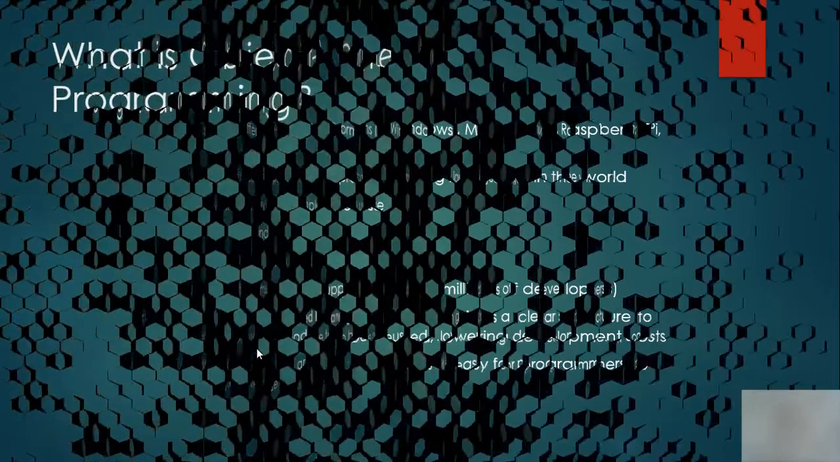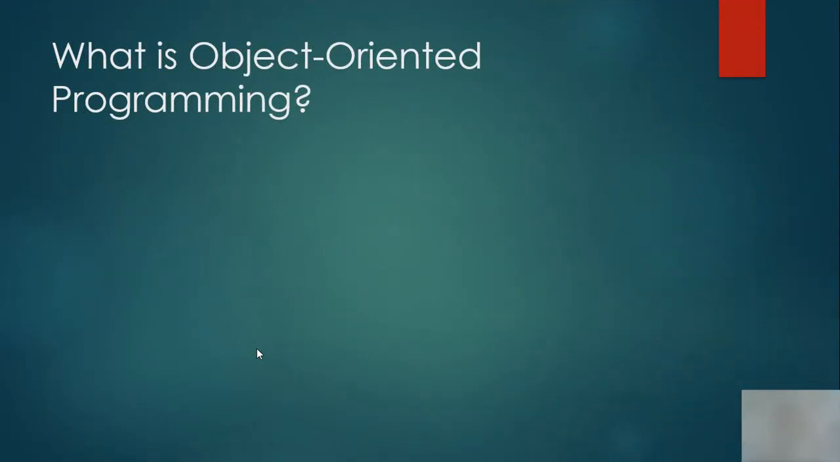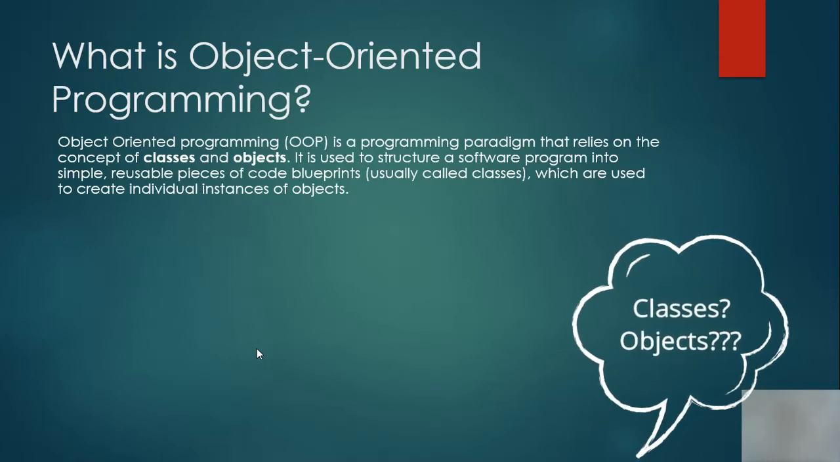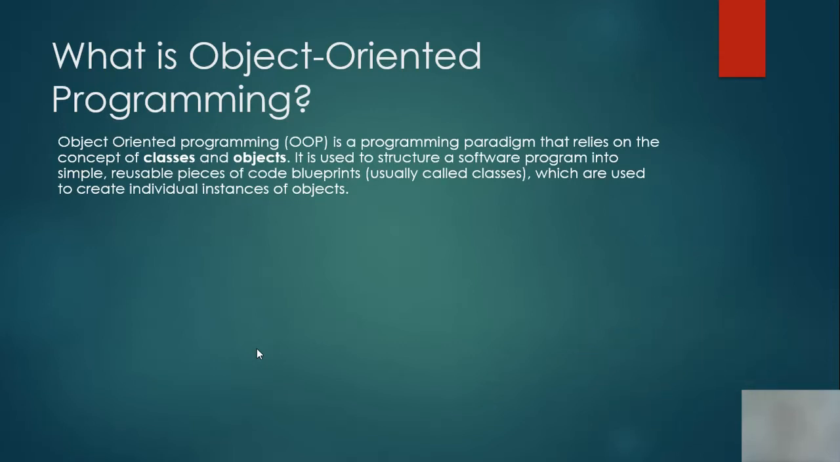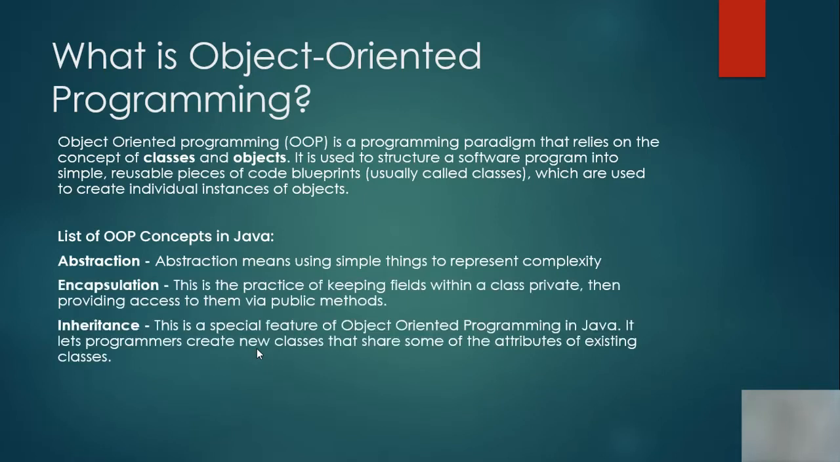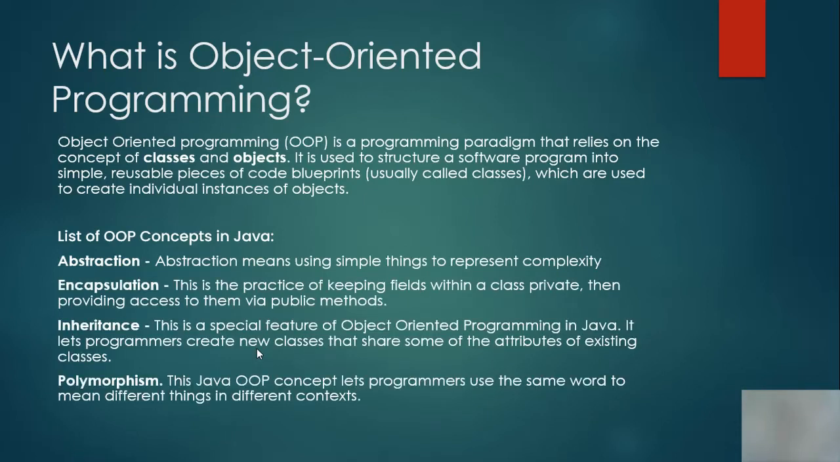Let us now dive a bit deeper into what object-oriented programming is. Object-oriented programming, or OOP, is a programming paradigm which relies on the concept of classes and objects. There are many other object-oriented programming languages, including JavaScript, C++, and even Python. OOP concepts in Java are the main ideas behind Java's object-oriented programming. These are called abstraction, encapsulation, inheritance, and polymorphism. Grasping these object-oriented programming concepts in Java is the key to understanding how Java works.